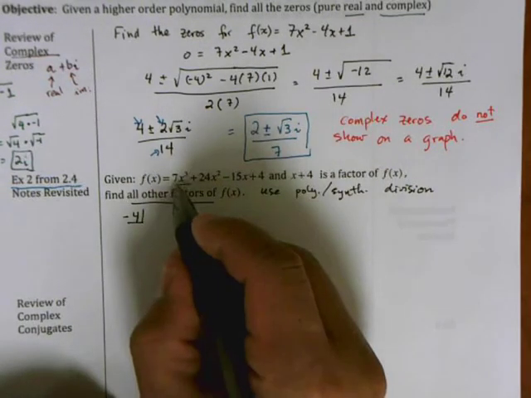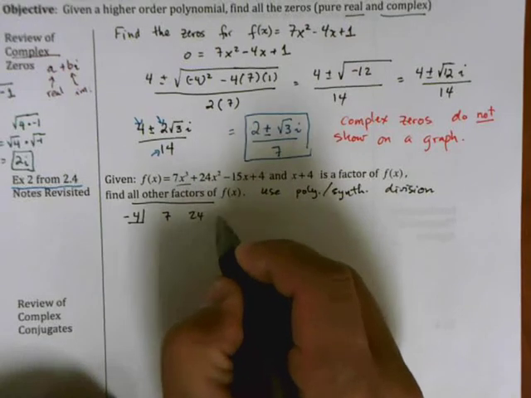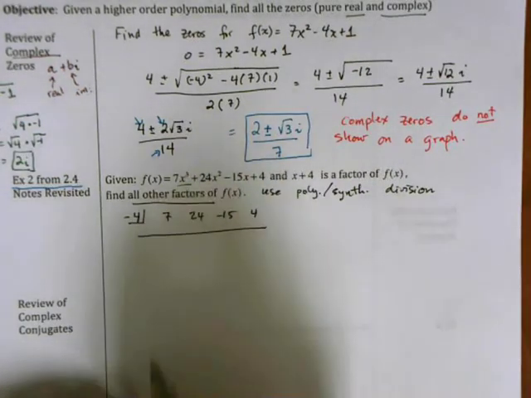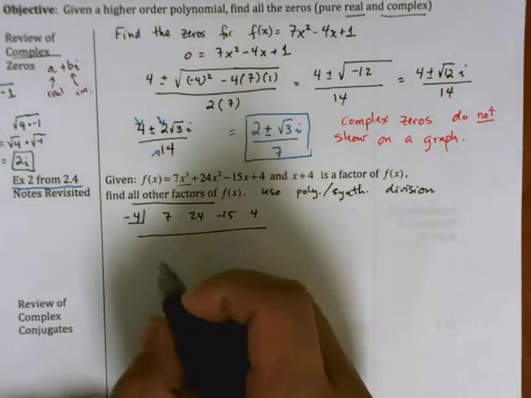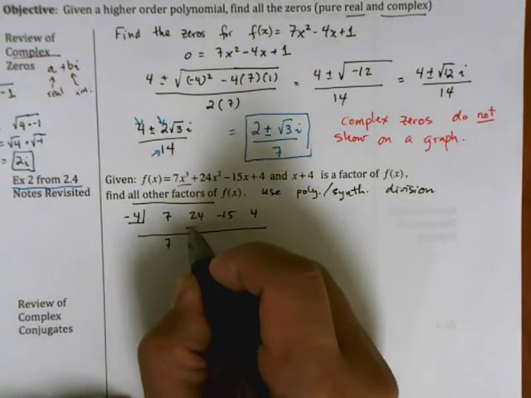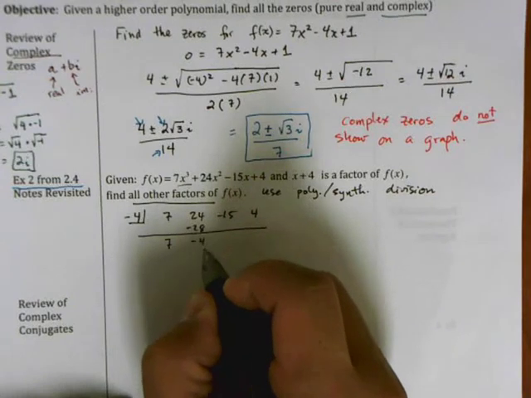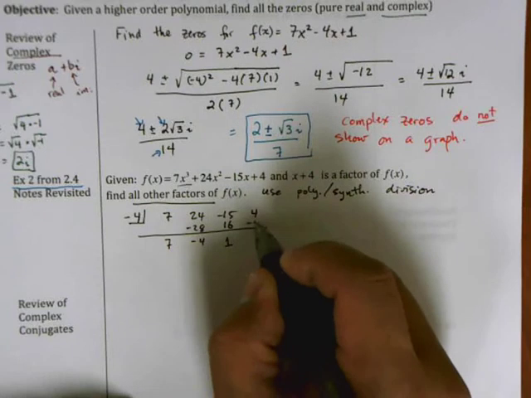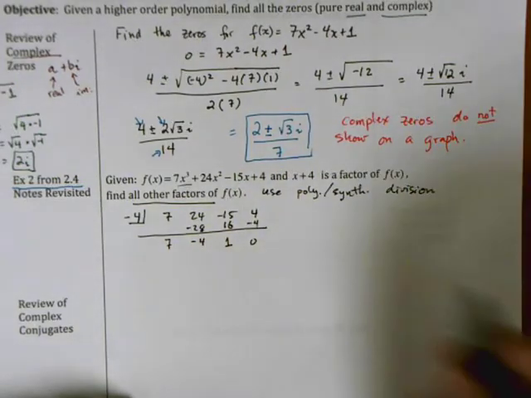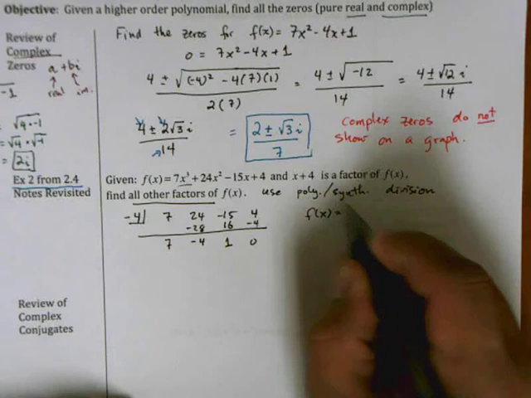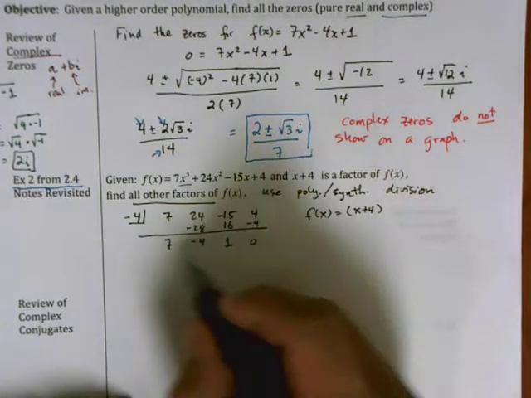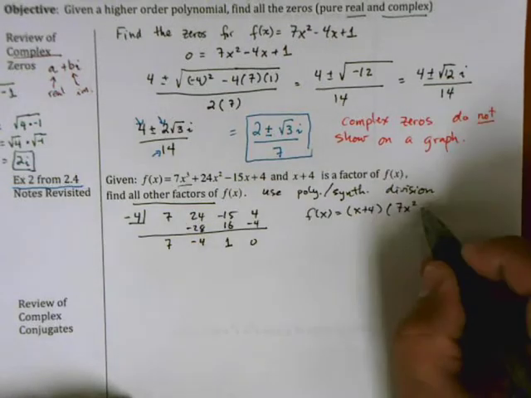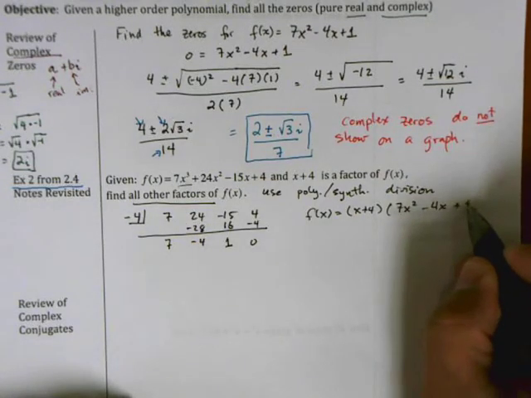Synthetic division: write down the coefficients here, 7, 24, negative 15, 4. Okay, I'm going to go a little bit quick here. If you have a hard time with synthetic division, look back at some of the previous videos. Bring down the 7, this gives me negative 28, negative 4, multiplied by negative 4 gives me 16. 1, negative 4, and a remainder of 0. So now I know that f of x is equal to x plus 4 times 7x squared minus 4x plus 1.